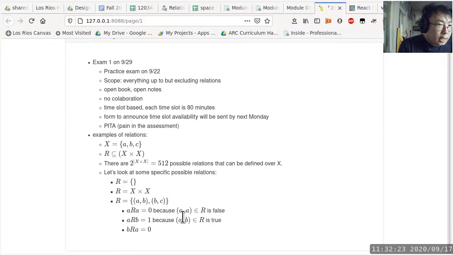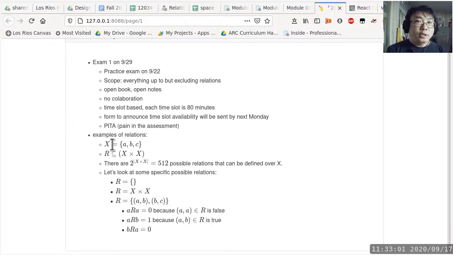All right, so Alex has a question. A relation is used only for a single set, not comparing elements in two different sets. That is correct. And that restriction comes from R having to be a subset of the Cartesian product of the set that the relation is defined over. Does that explain it, Alex? Okay, cool.